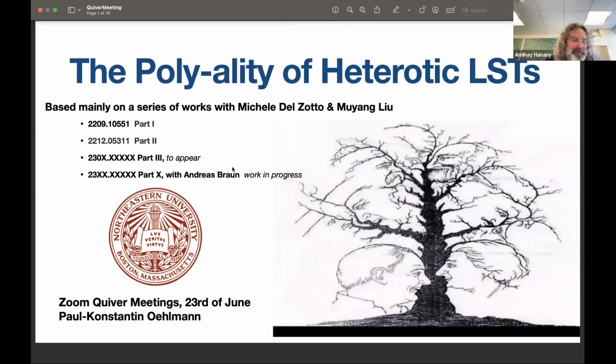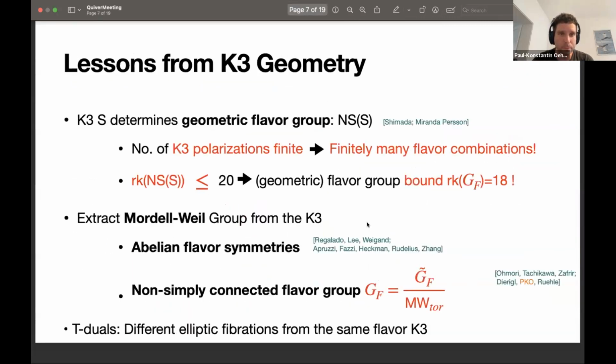And as Muyang just said, this work is based on parts 1, 2, and 3 with Michaela and Muyang, and then we have this follow-up project which I will just call part X, because I think part 4 is probably going to be reserved for Marco Fazzi and Suvendu's work. But okay, let's start.